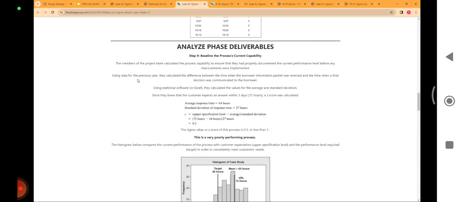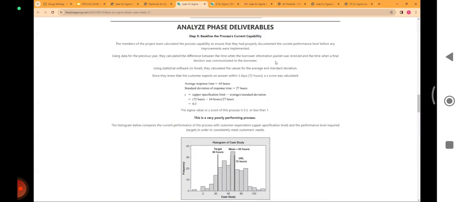And using data for the previous year, they calculated the difference between the time when the credit card application was received and the time when the final decision on the credit card or loan was communicated to the borrower. And using statistical software, Excel is more than enough, or Minitab, they calculated the average and the standard deviation. So in order to calculate the process capability, because this is continuous data that they collected here, they are going to use the Z-score.